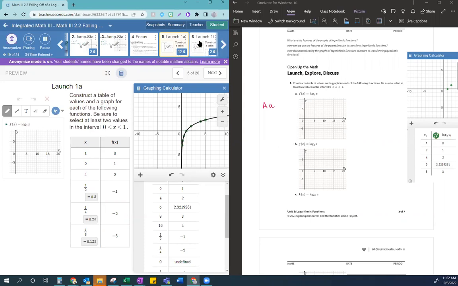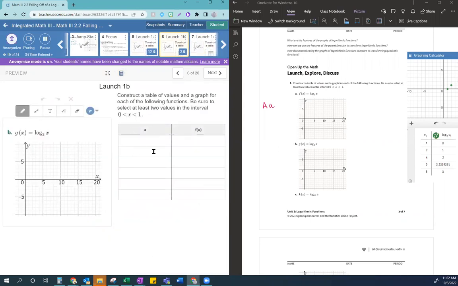Okay, let's move on. They tell you to do the same thing with log base 3. I'm not even going to jump into a calculator. The curve is going to look very familiar. It's going to look exactly the same. It's going to have a couple of different points here. So now that we know that, now I'm going to tell you levels of understanding.